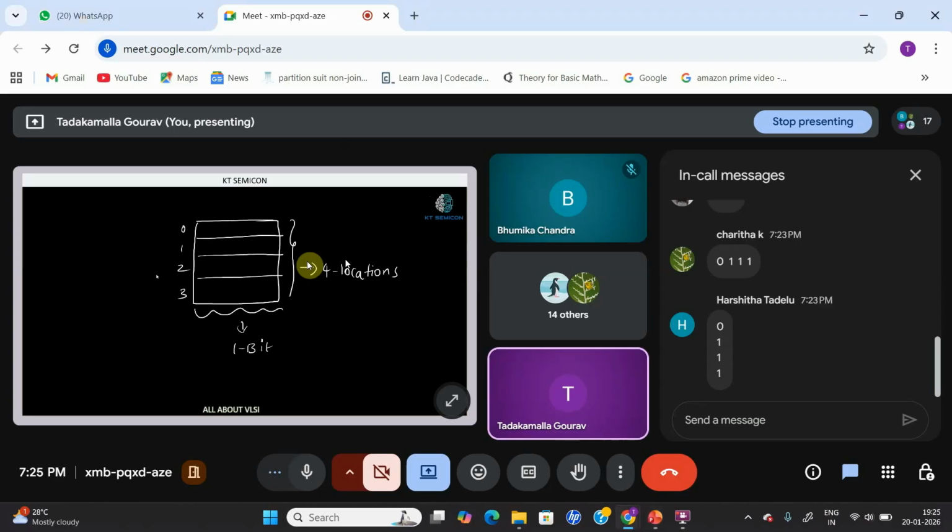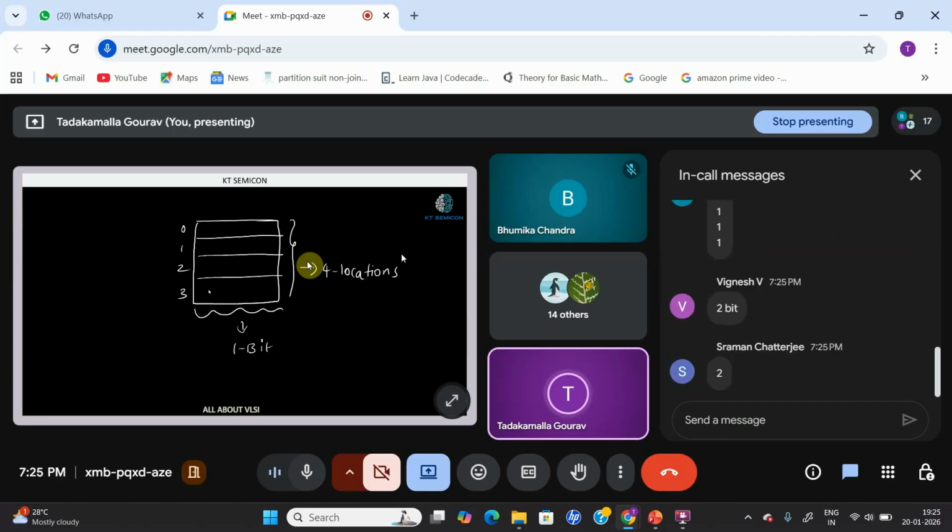Now, for accessing my 4 locations, what do you think the number of address bits I need to have? What should be the width of your address to access 4 locations? That is my question. Can anyone answer this? For accessing 4 locations, how many bit address do I need? I need responses from each and every one. Let's keep the session interactive so that you will not feel bored.